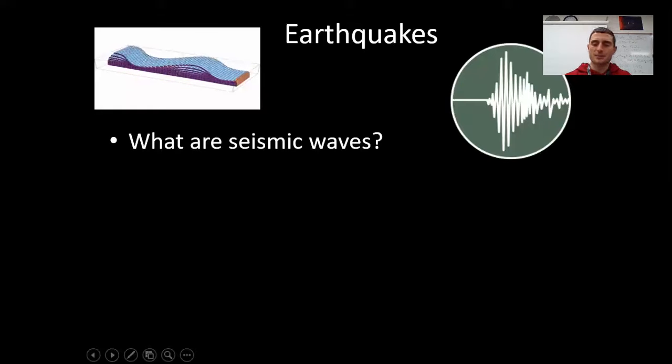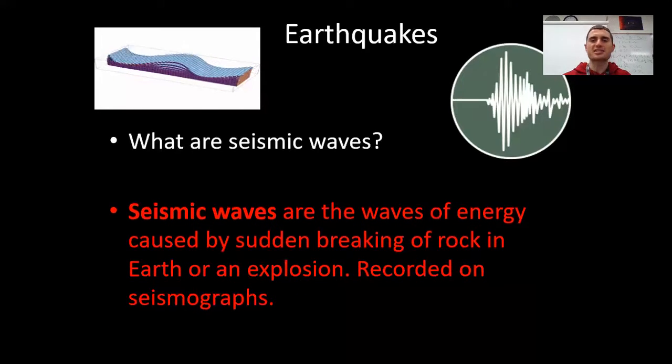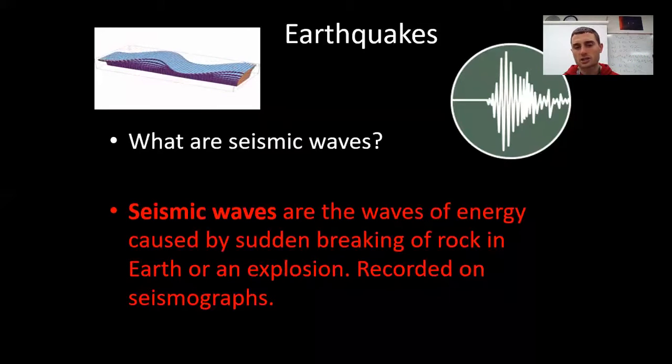Our next thing we're going to add to page 6 is what are seismic waves. We know what they are, but we need to make sure we've written this down, guys. Seismic waves are the waves of energy caused by sudden breaking of rock in the earth or an explosion. So simply put, they're like sound waves that come out of the earth, but we call them seismic waves. Super, super important is this next sentence here: recorded on seismographs. Again, recorded on seismographs.